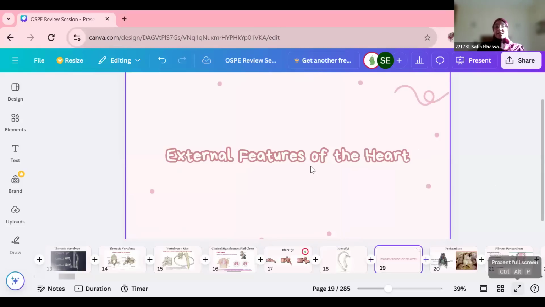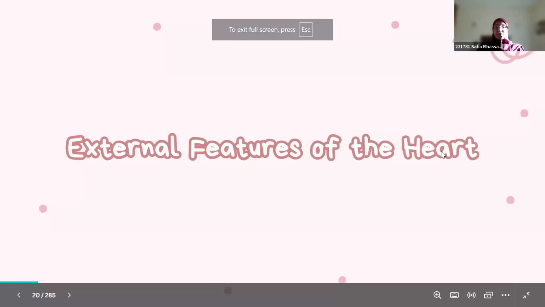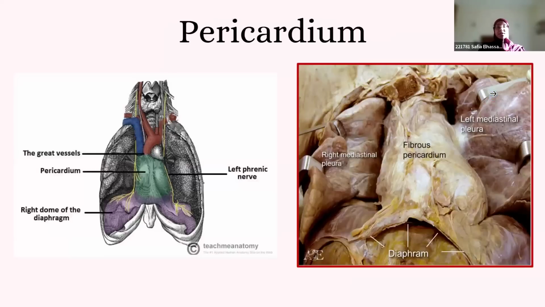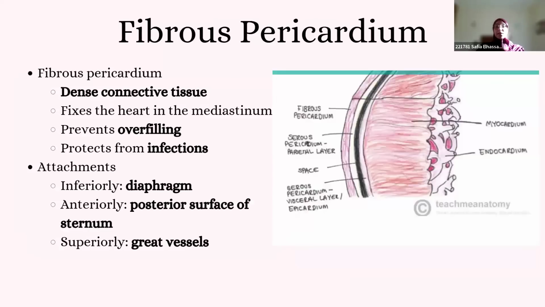Okay, now let's move on to external features of the heart. So imagine your heart is an orange. The pericardium would be considered the peel, or the outside covering of that orange. So you guys can see it here. Now the pericardium itself has 2 parts to it. There's a fibrous pericardium and there is a serous pericardium. So let's start off by talking about the fibrous pericardium.